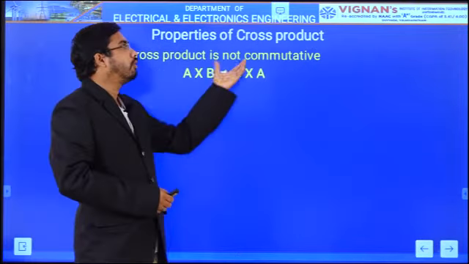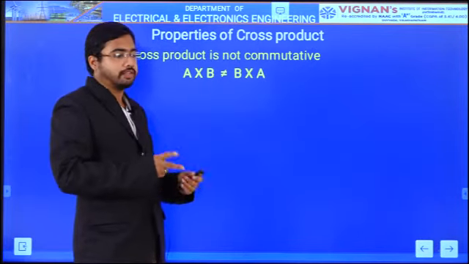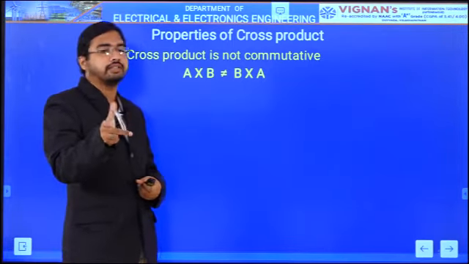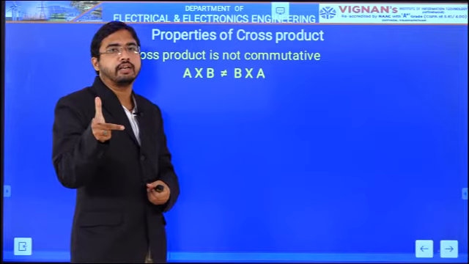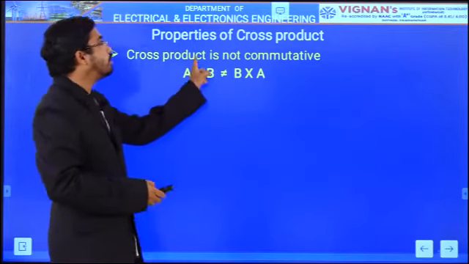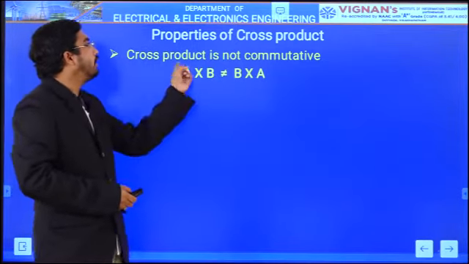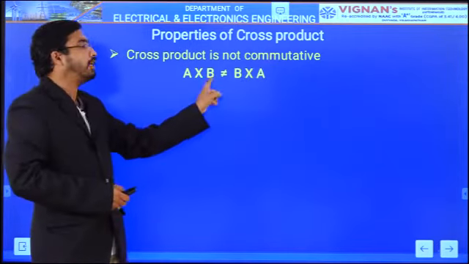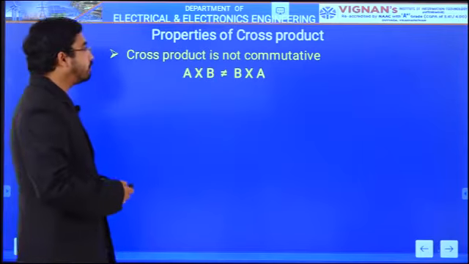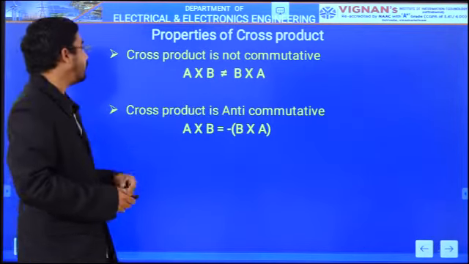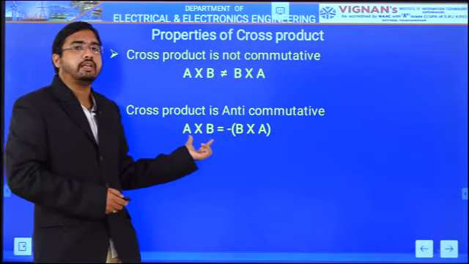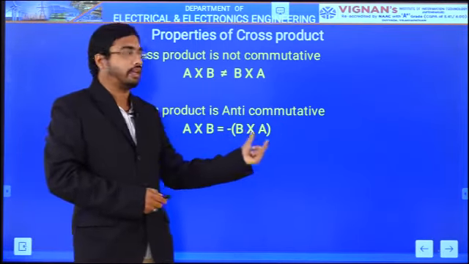Okay. We have known what is meant by cross product. That means if there are two vectors A and B in the xy plane, the cross product of these two vectors is the vector which is perpendicular to the plane containing A and B. So, the properties of cross product are, cross product will not obey commutative law. That means A cross B is never equal to B cross A. Cross product is anti-commutative. That means A cross B is equal to minus B cross A.